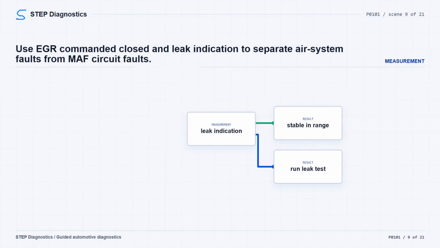Command the EGR valve to 0% and watch induction system leak indication. The ideal value is 1.0 to 1, and the normal range is between 0.80 to 1.20 to 1. During this check, it should be stable. If it's out of range, shut the vehicle off and run the leak test. That test needs to pass before you call the MAF circuit bad.